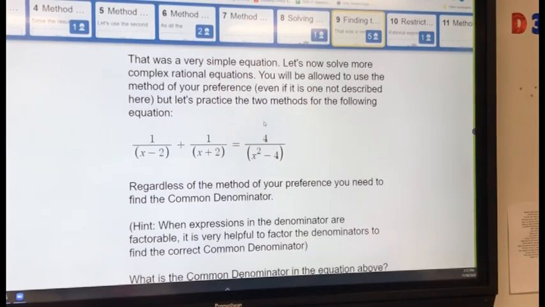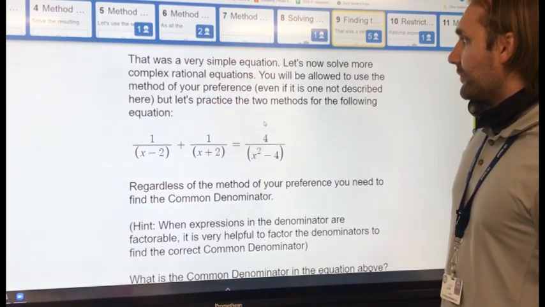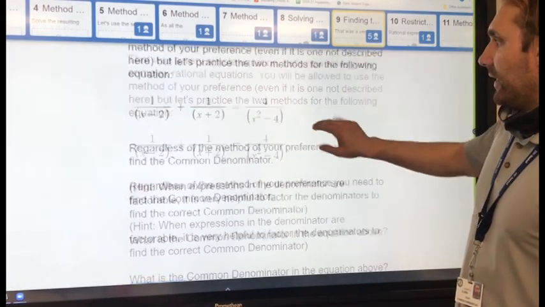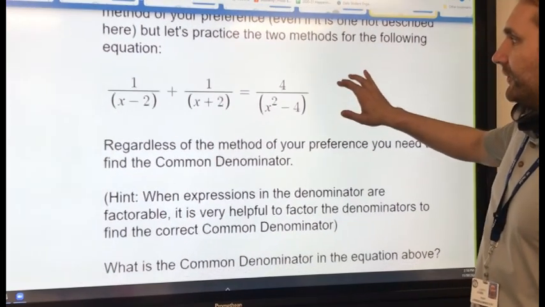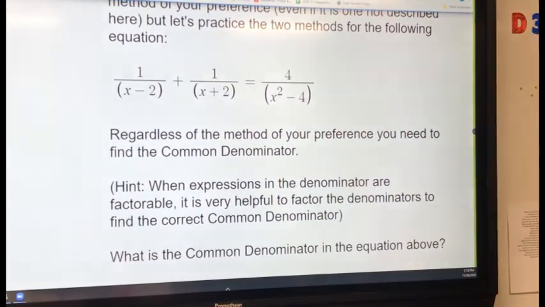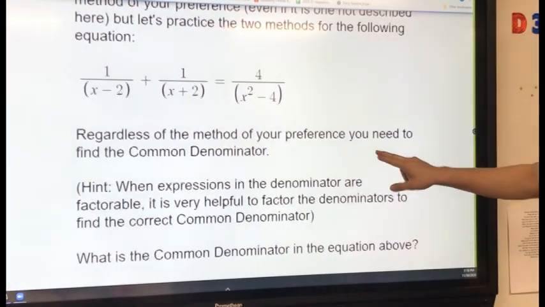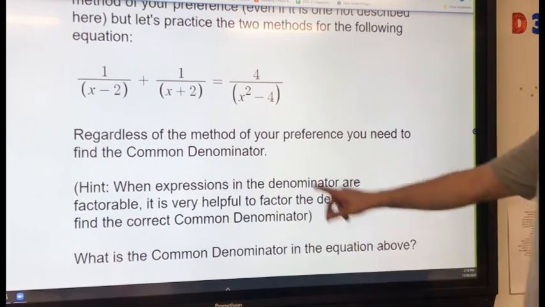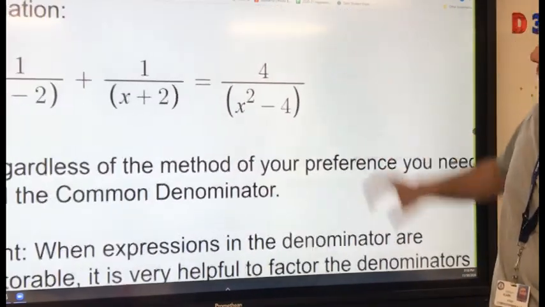So slide 9. That was a very simple equation. Now let's solve more complex rational equations, the ones you'll be seeing here in college algebra. Like so. 1 over x minus 2 plus 1 over x plus 2 equals 4 over x squared minus 4. Regardless of the method you prefer, you need to find the common denominator. Hint, when expressions in the denominator are factorable, it is very helpful to factor the denominators to find the correct common denominator.